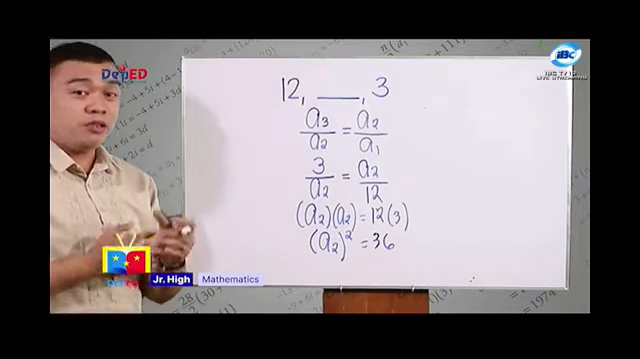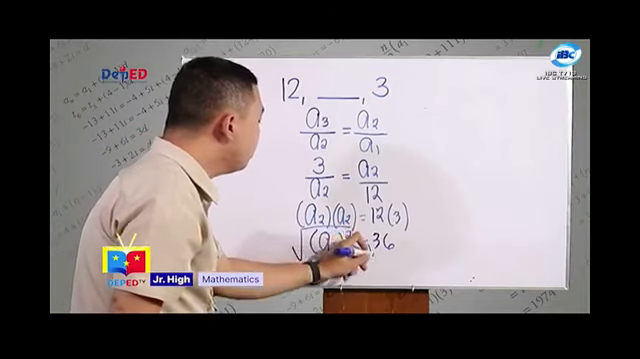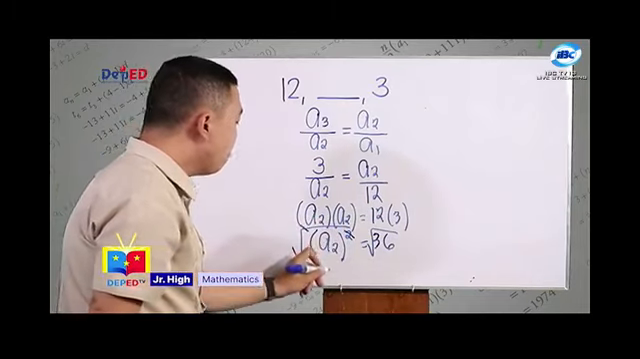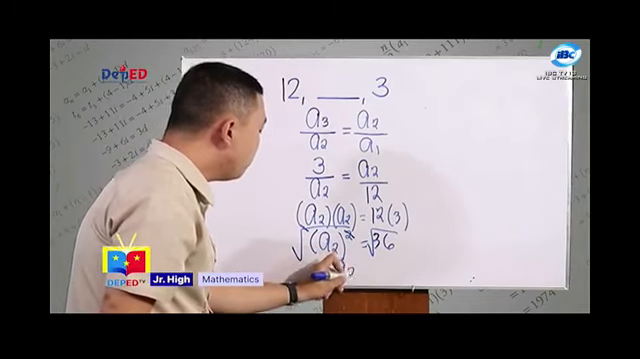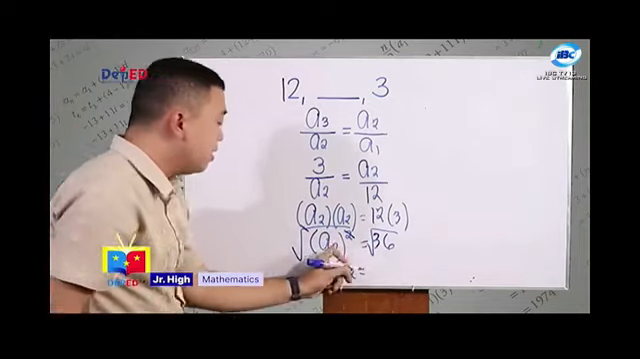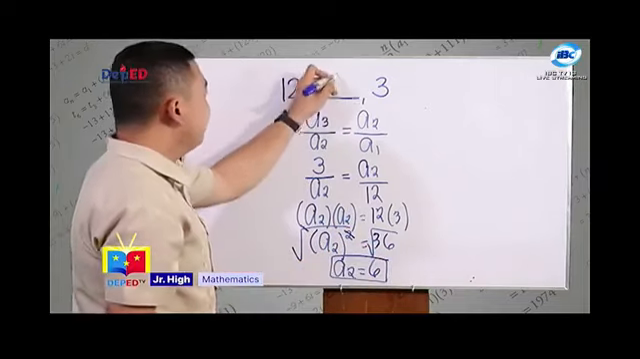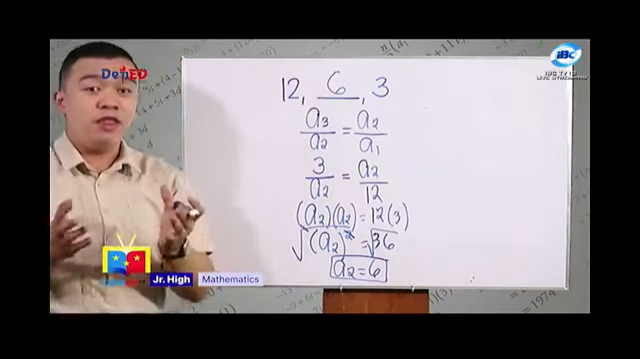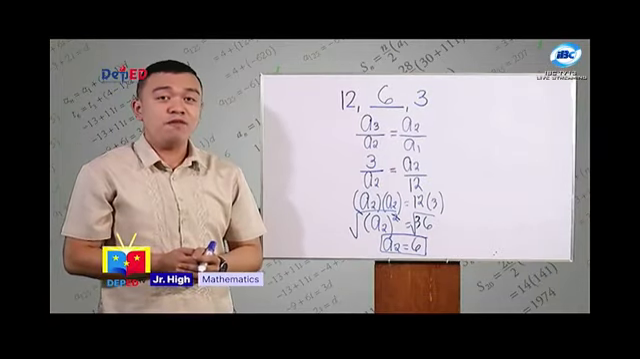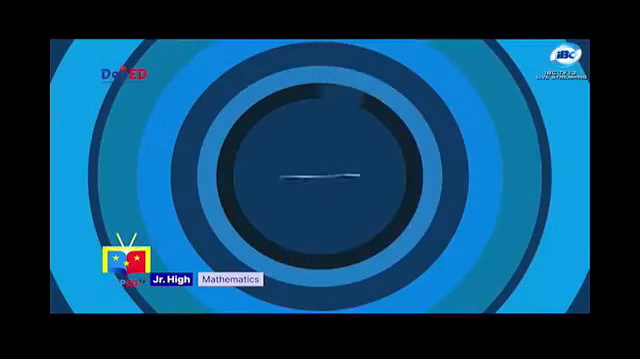Next, let's apply getting the square root of each term. So we'll have the square root of a sub 2 squared. What's left will be a sub 2. And the square root of 36 is 6. Thus, the geometric mean or the second term of the geometric sequence is 6.